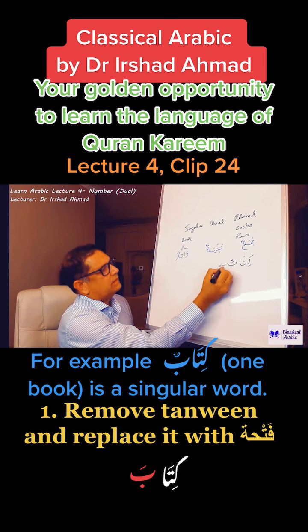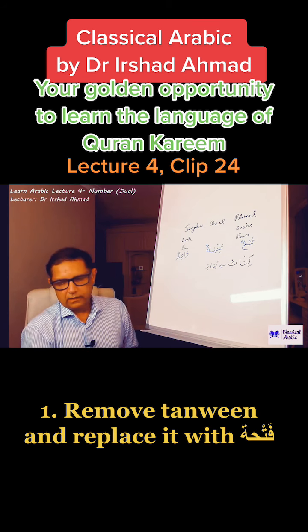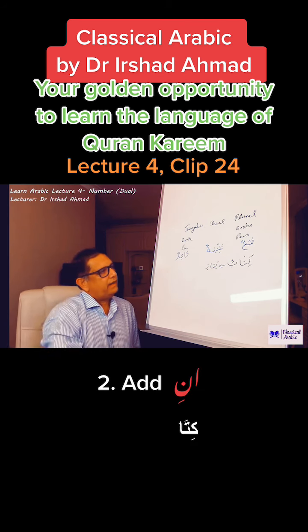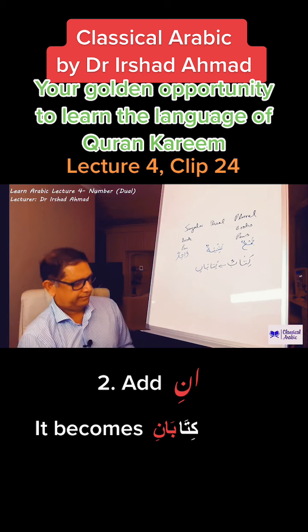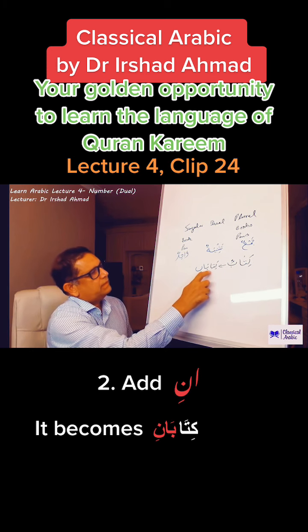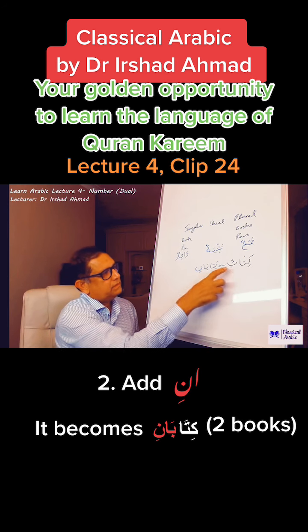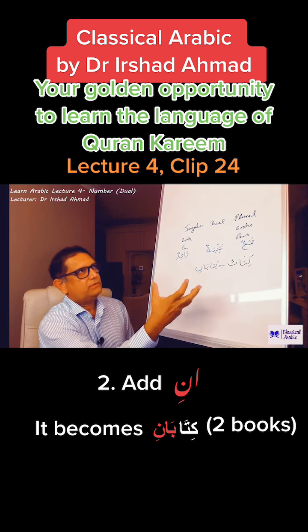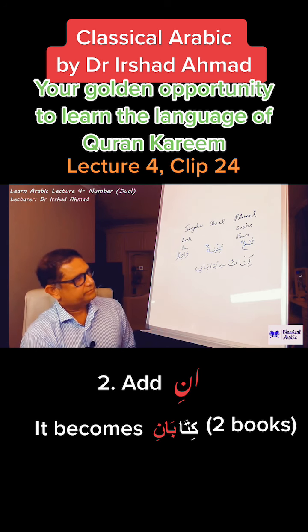and replace it with fatha, single fatha. So we are going to write kitaba. And then we are going to add alif and noon. Alif comes here and noon takes kasra. So from kitabun it becomes kitabani. One book, two books. So we don't have to use the word two. So just kitabani means two books.